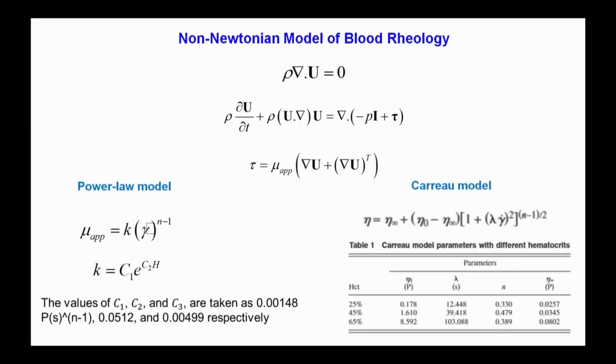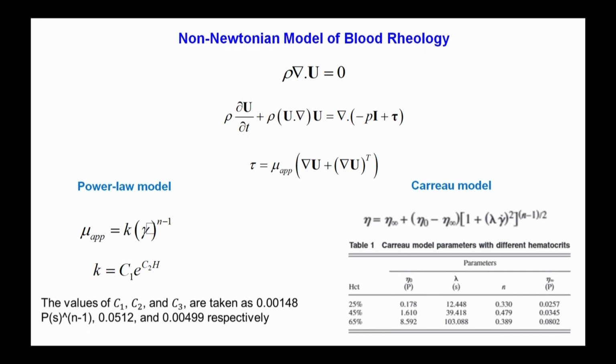Till now we have assumed the blood to be Newtonian, but in reality it's non-Newtonian. For non-Newtonian you can use either the power law model or the Carreau model, and there are a couple of other models also. So what is the power law model? Basically the apparent viscosity is K times shear rate to the power n minus 1, where the values of K and n depend upon the hematocrit percentage. So K is equal to C1 e to the power C2 H, where H means the hematocrit percentage.